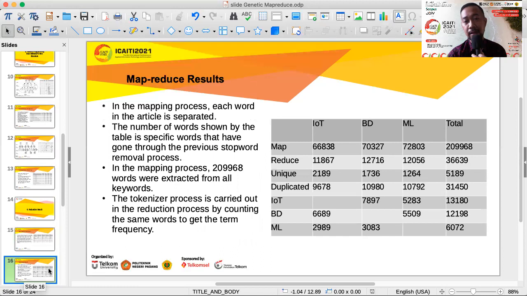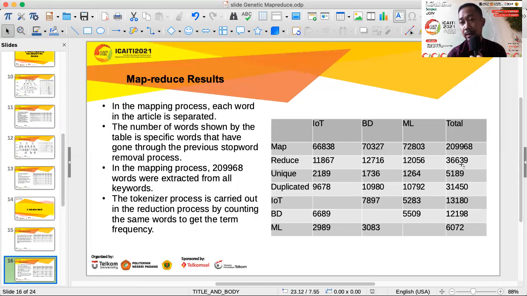Okay, so next is the research methodology. In the mapping process, each word in the article is separated, and the number of words is shown in the table, specifically the words that have gone through the previous stop word removal process. In the mapping process, words are extracted from all keywords. The tokenizer process is carried out, so reduction is done by counting the same words to get the term frequency.